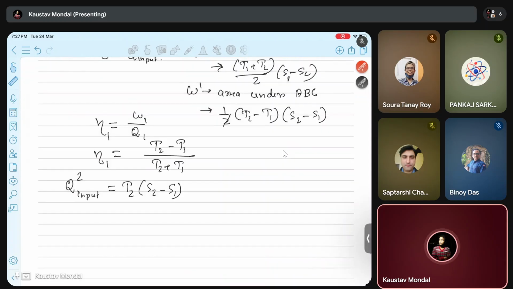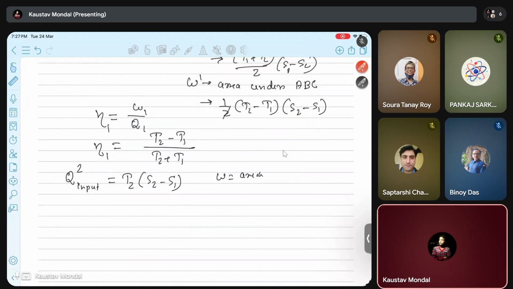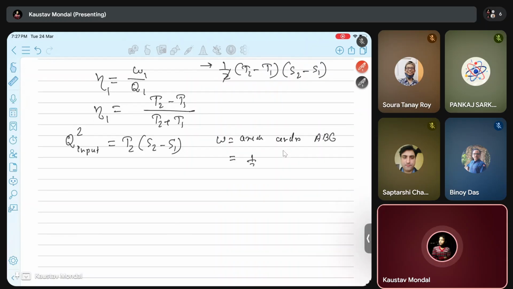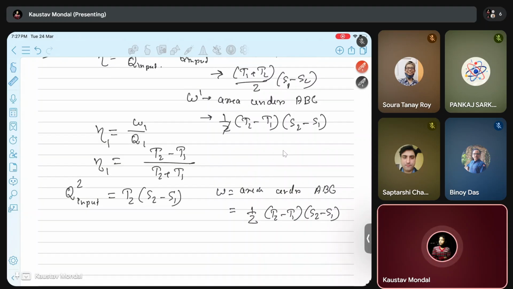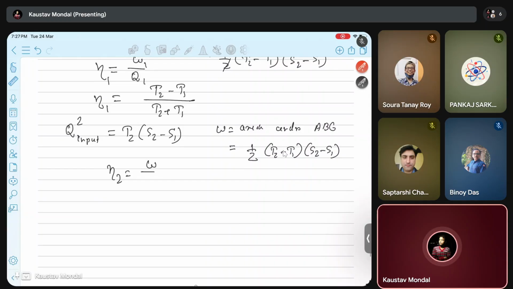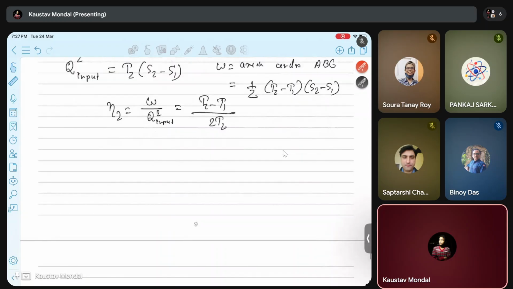Now Q input is this. Now the work done is the area of this ABC, the triangle. So that would be half into (T2 minus T1) into (S2 minus S1). That is the work done. So eta 2 would similarly be W by Q2 input, which gives you (T2 minus T1) by 2 T2. Now if we do eta 2 by eta 1, it will give you 2 T2 by (T1 plus T2).